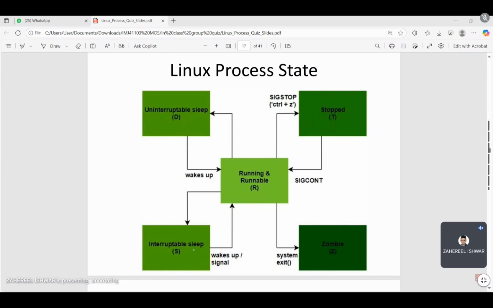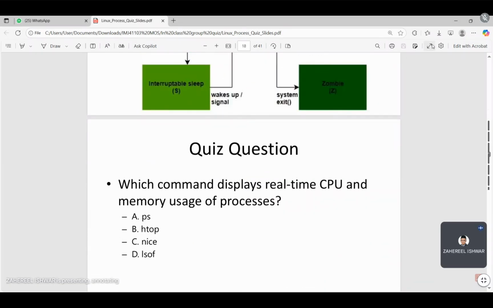And then the last one is zombie. Basically, the process is done, but the parent has not collected its exit status. Just a revision of the previous Wednesday lecture. Okay, so we go next.